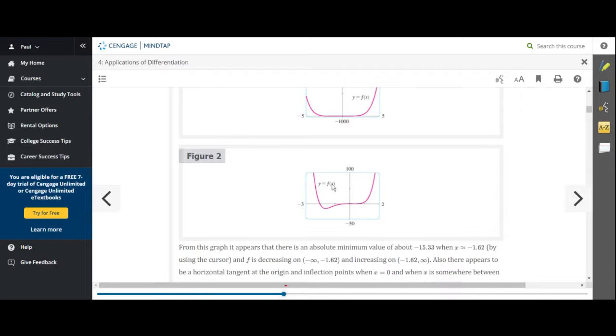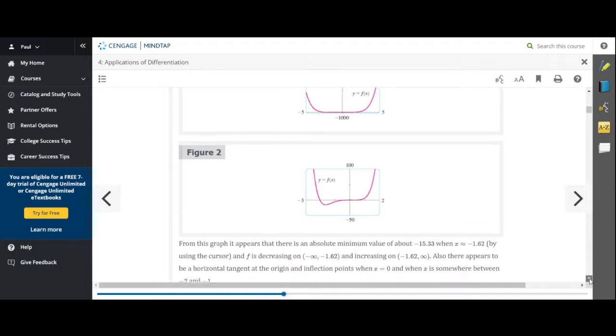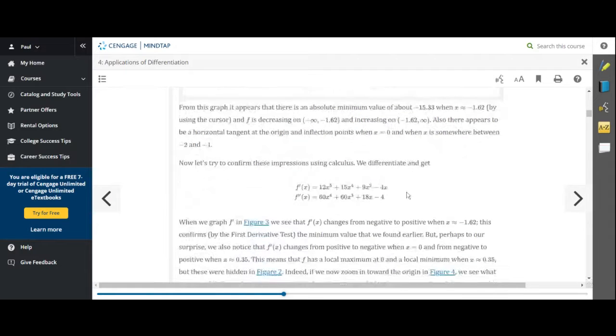Clearly the function f of x starts off as concave up, and then it switches to concave down, and then it goes concave up again. But because the function is a complicated polynomial of 6th degree, it's not easy. Let me show you here. Where's the function increasing and decreasing?